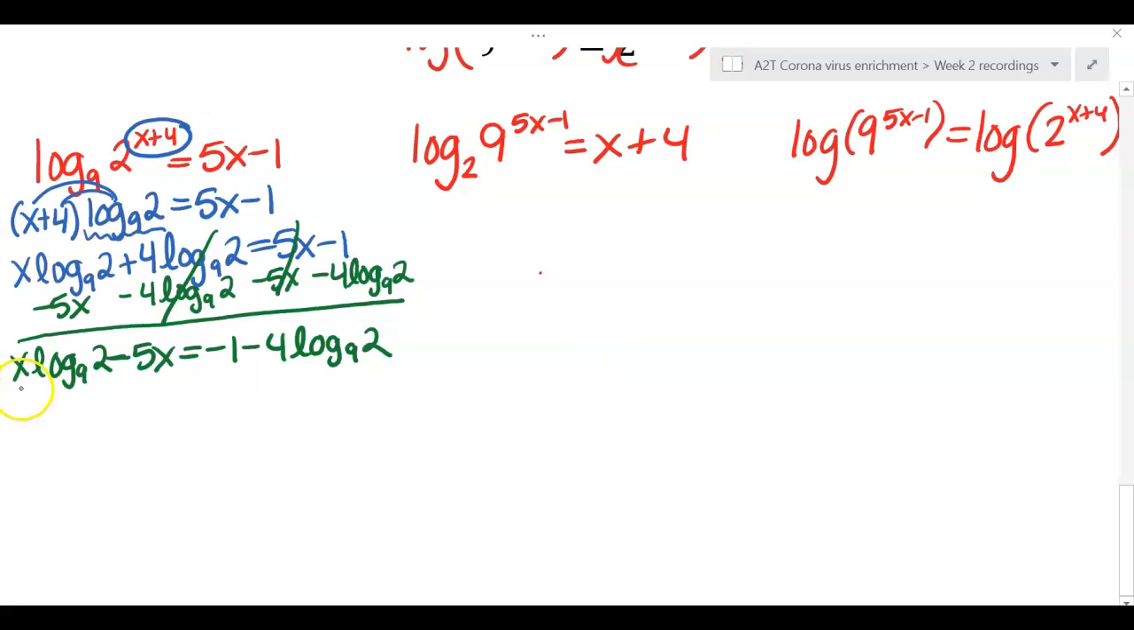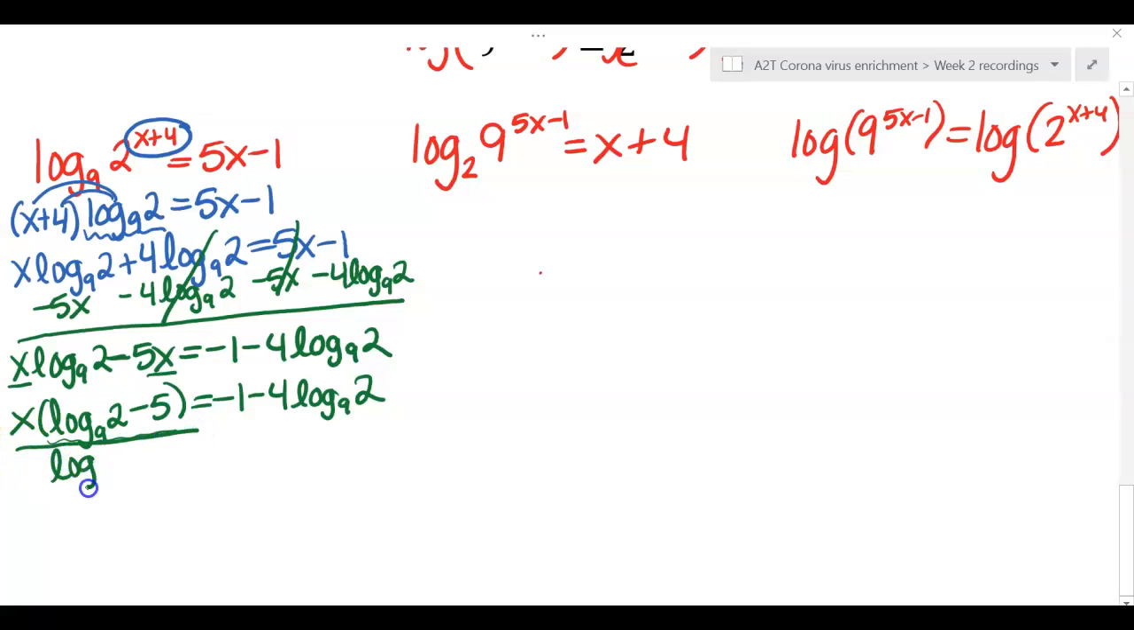And then notice that both of these have x in common. Even though you couldn't immediately write them as one term, we can factor x out of both of those terms. And as horrible as this might look in one sense, this whole thing right here is just a number. So this is x times a number equals something else. So to get x isolated or alone, we want to divide by that value.